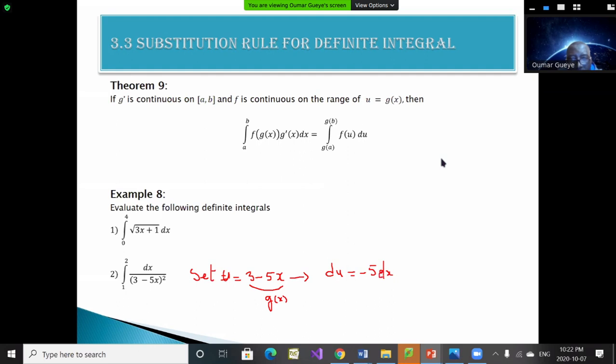Then your next step is finding the interval for u. You can see this is the first endpoint for x, and this is the second endpoint, so you have to substitute here in order to find the new interval. When x equals 1, u is 3 minus 5, which is negative 2. When x equals 2, u is 3 minus 10, which is negative 7. So we're going to integrate from negative 2 to negative 7 with respect to u. Now let's see the solution.